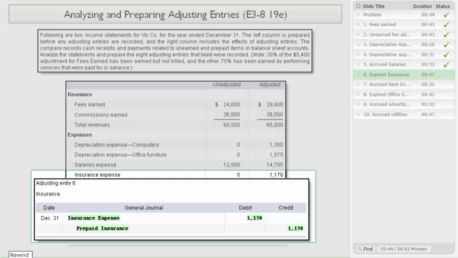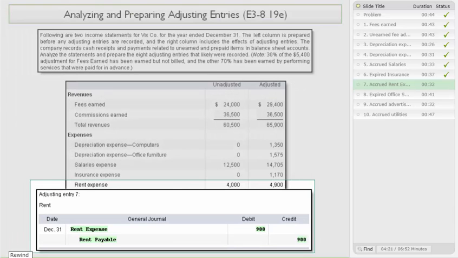The sixth adjusting entry comes from the change we see in insurance expense. If we started with 0 and ended with $1,170 of insurance expense, and they tell us early on that prepaid items in balance sheet accounts get recorded to the balance sheet accounts, then it's most likely that what we're seeing is the entry to record expired insurance for the period. So we debit insurance expense of $1,170 and credit prepaid insurance.